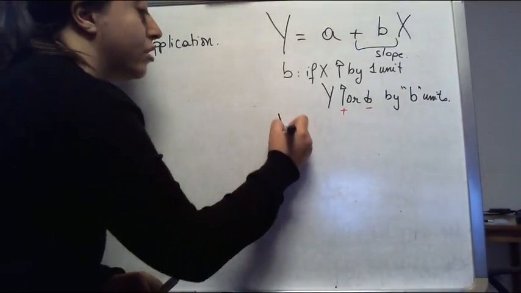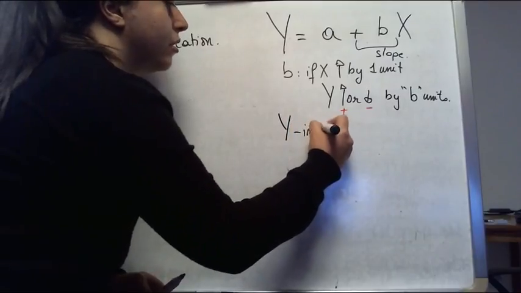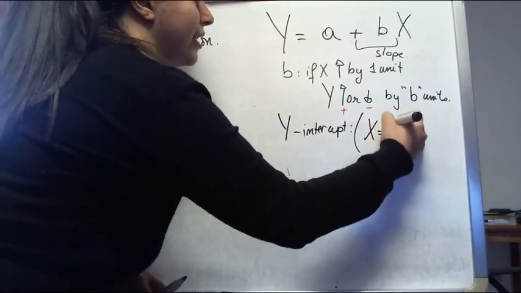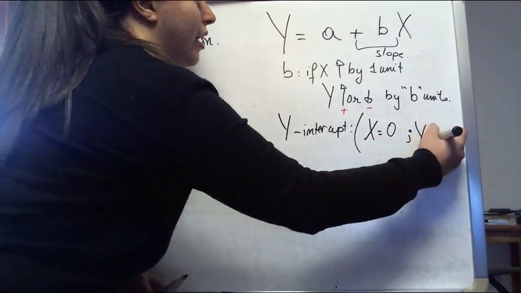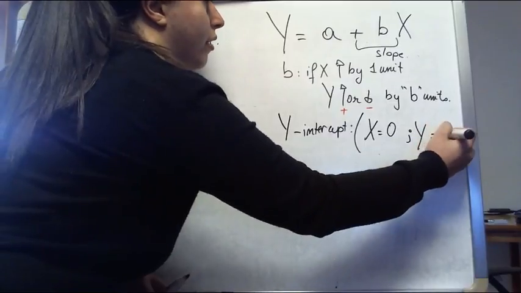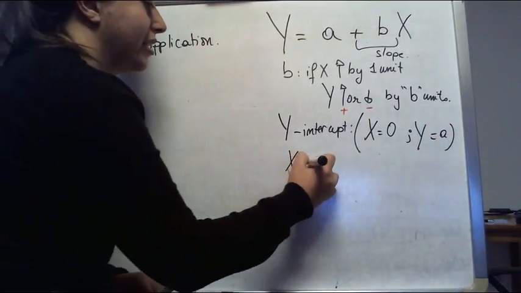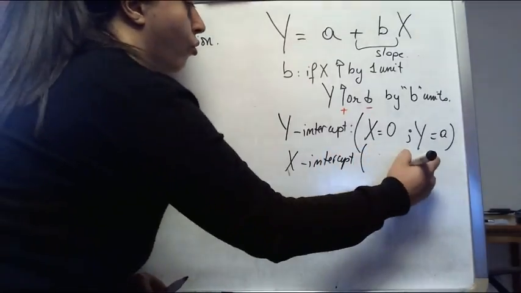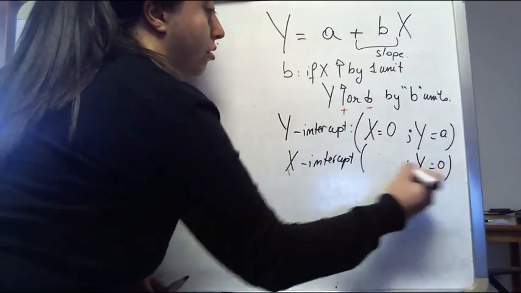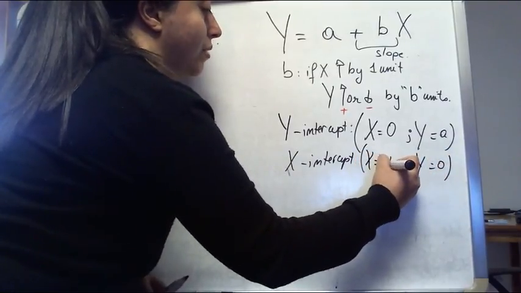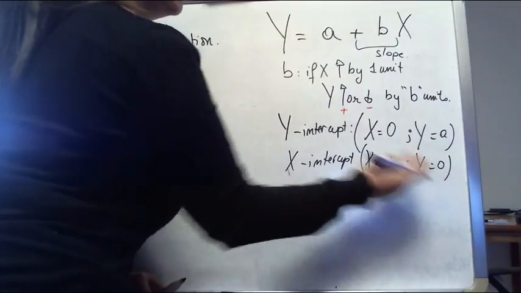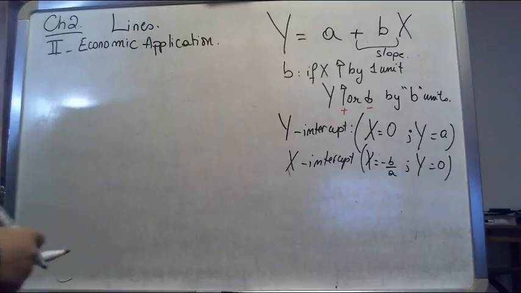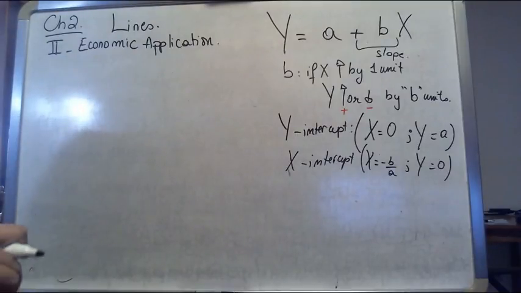The intercepts. We have the y-intercept. It's when x equals 0, y equals a. And we have the x-intercept, when y equals 0, x equals minus b over a. Or you can solve it, replace y with 0 here, and solve for x. This is a recap.